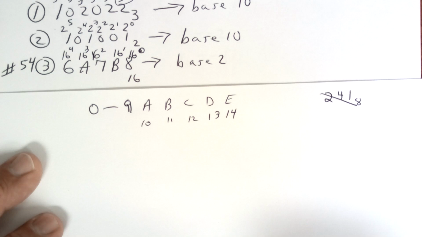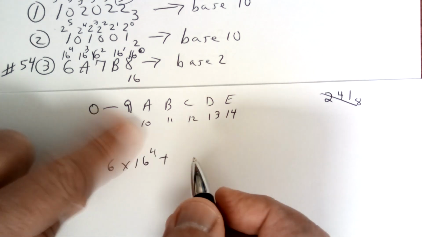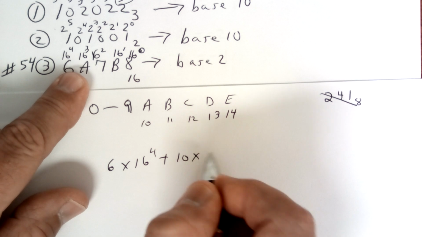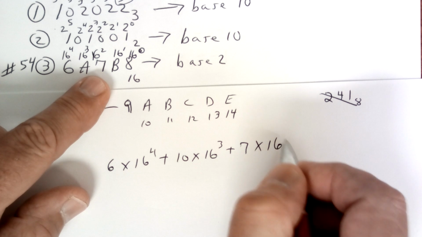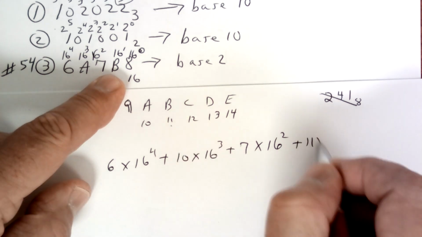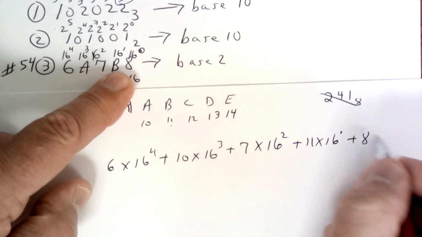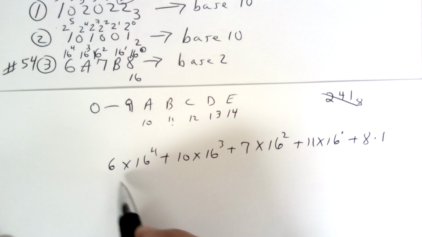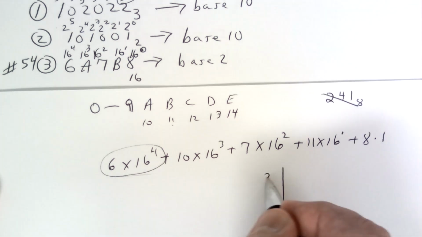So it's going to be 6 times 16 to the 4th power plus A is 10. So 10 times 16 to the 3rd power plus 7. And then B is 11. So 11 times 16 to the 1st power plus 8 times 1. Then you got to figure all this out. Once you figure all this out, then you got to do long division and keep dividing by 2.